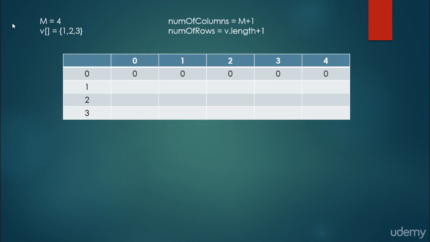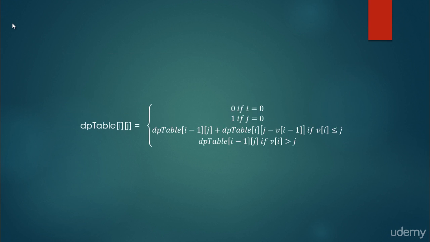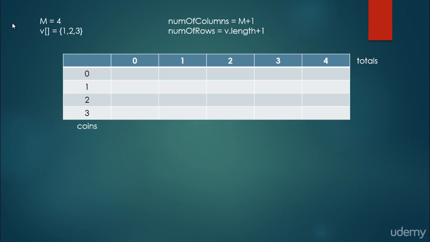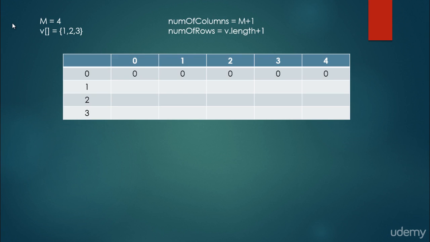Okay, of course, the first row is going to be equal to 0. This is, by the way, if you carefully watch this equation, you see that the dp table i, j is equal to 0 if i is equal to 0, which means that the first row is going to be equal to 0. The first column is going to equal 1, according to this equation, and then we go grid by grid and try to find a solution.